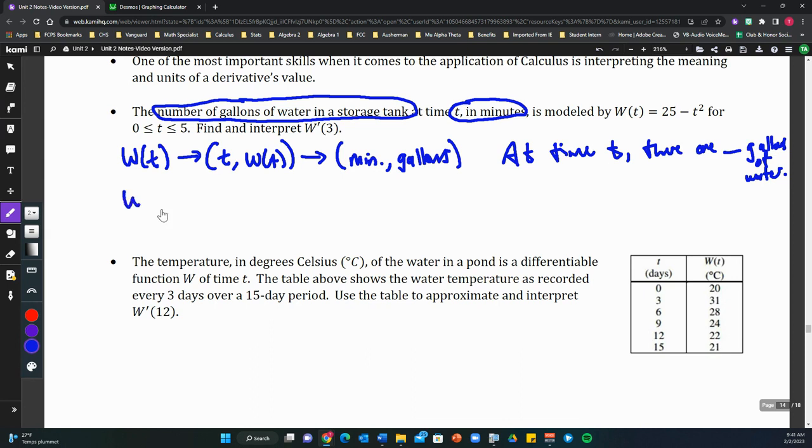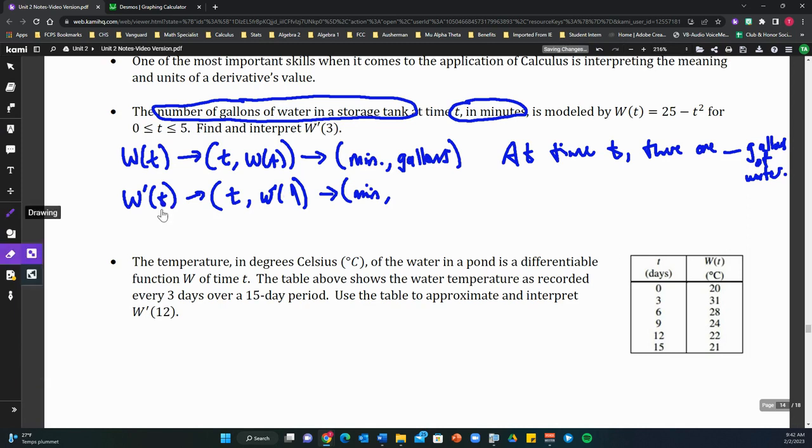So now let's analyze what the derivative function would be. Its name would be w prime of t. Its points would be represented by t and w prime of t. But then our units, again, our inputs are still t, so it's still measured in minutes. But now this output is a change in w as t is changing. So now we have a rate of change. And again, a rate of change is a comparison or a ratio of two quantities or two units. And it's always going to be the output of the original divided by the input of the original. So the units for this derivative would be gallons per minute.